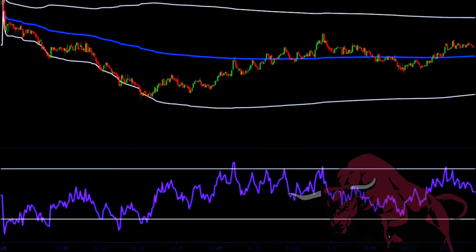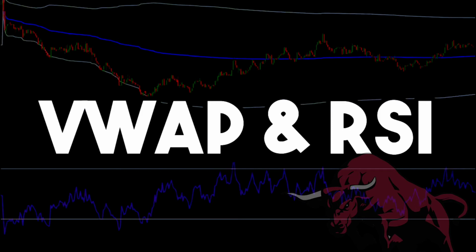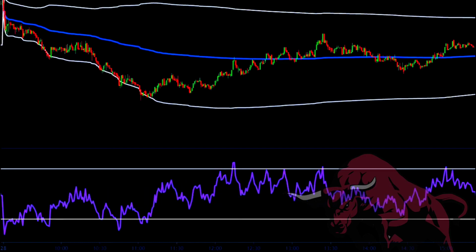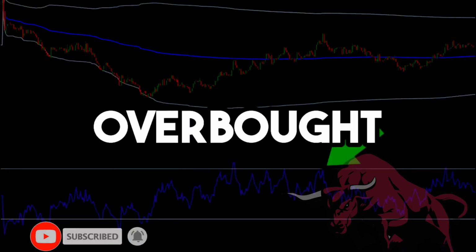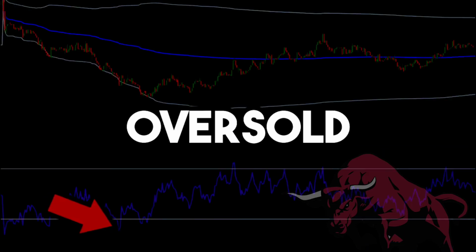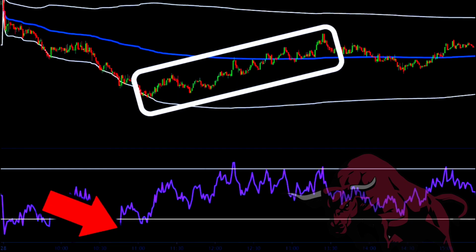In this particular strategy, we will be using 2 indicators, VWAP and the RSI. The RSI stands for Relative Strength Index. The RSI indicator helps us in measuring the momentum of the market. When the value of the RSI is above 70, it is considered as overbought. Therefore, we can expect a downward move. Similarly, when the value of the RSI is below 30, it is considered as oversold. Hence, we can expect the price to make a higher move.